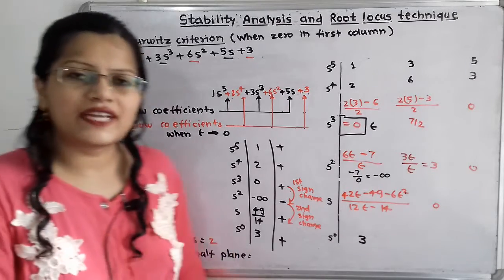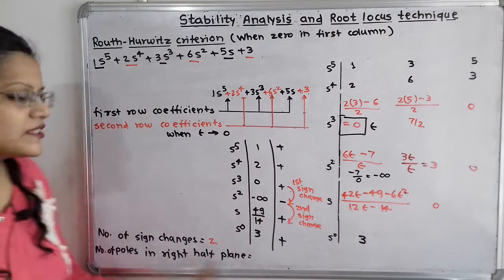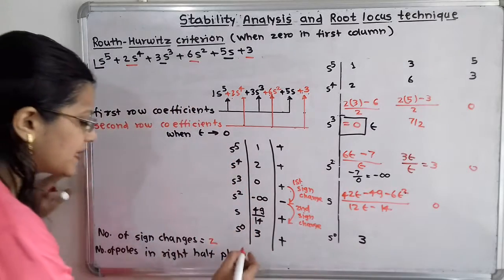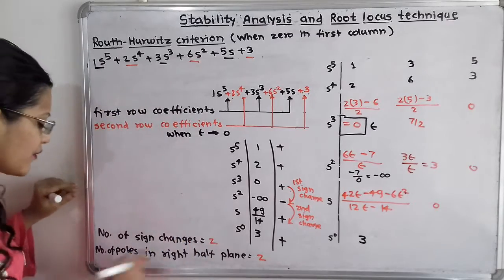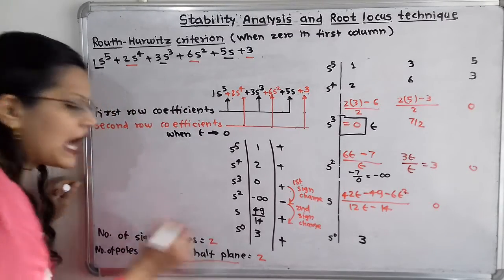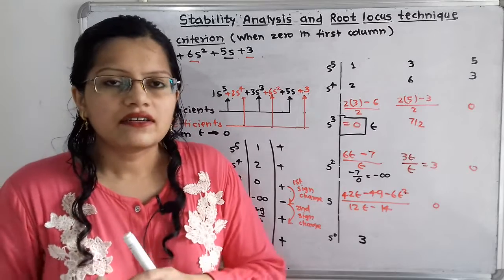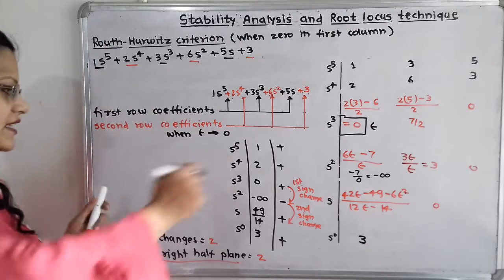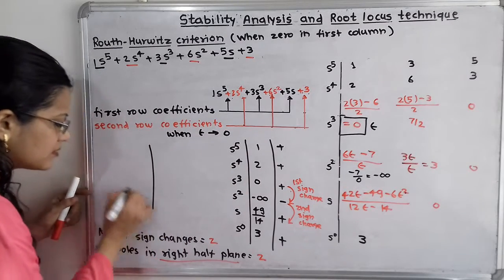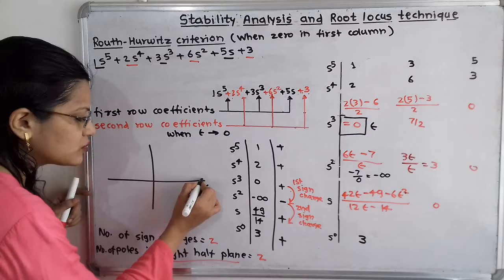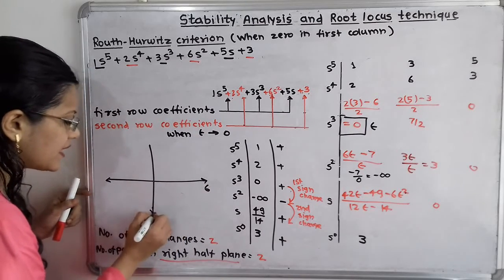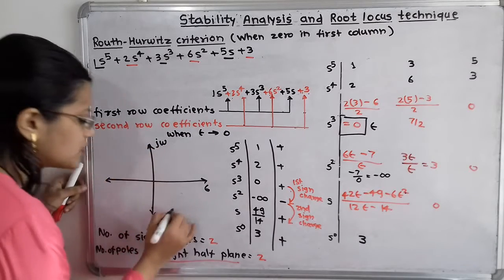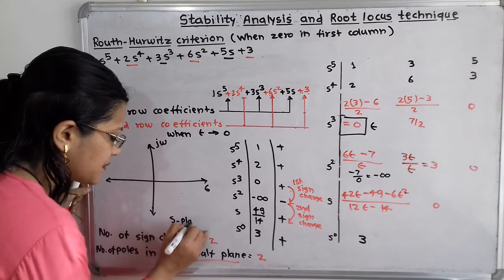So from that we can say that the number of poles in the right half plane is equal to the number of sign changes, that is equal to 2. Now we will understand what is this right half plane. We know that the S plane is the combination of real axis and imaginary axis. So this real axis is known as sigma, and this vertical axis is the imaginary axis, that is j omega. So this plane we will consider as the S plane.